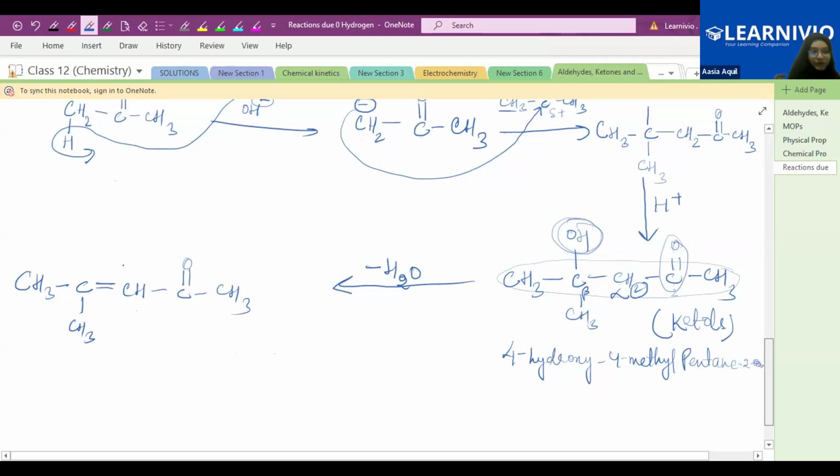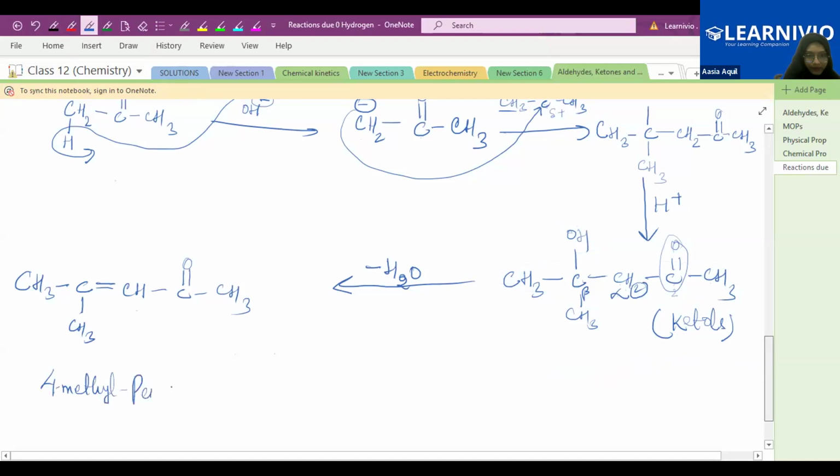And what is the name of this compound? Can anyone tell me? Final product name. 4-methyl pent-3-enone. Okay, on the third position there is a double bond, so enone. Very good.